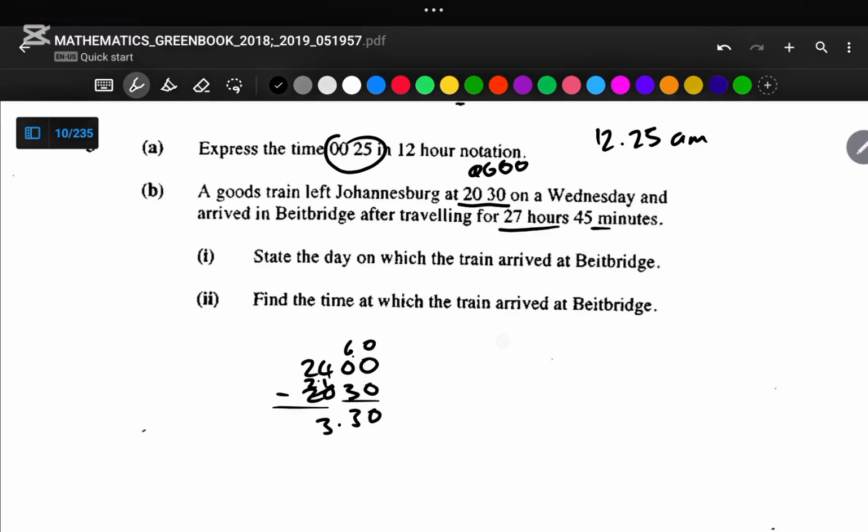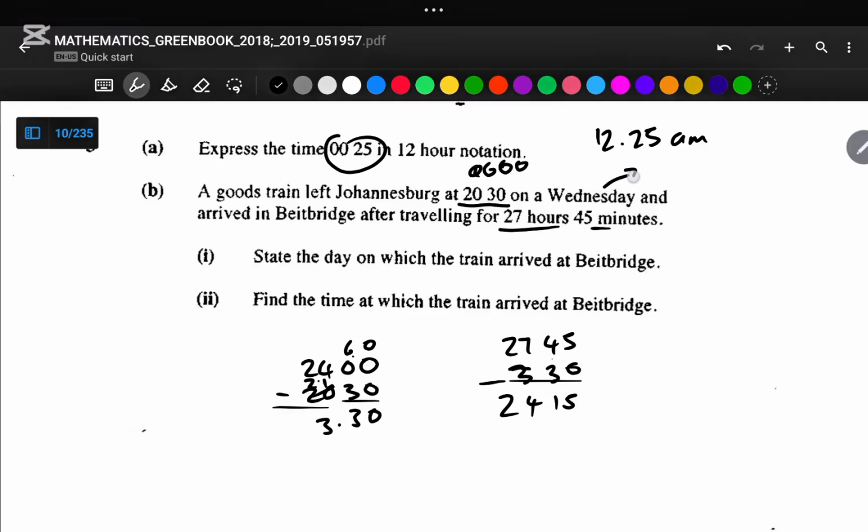That is 12 a.m., or midnight. Okay, so we can now subtract 3 hours 30 from 27:45. So it's 27:45, and then we subtract 3:30 here. It is now 5 minus 3 gives us 24, and 7 minus 3 gives us 4, so it's 24:15.